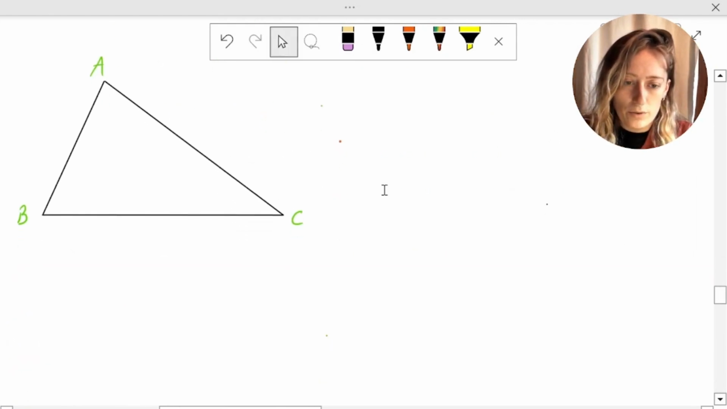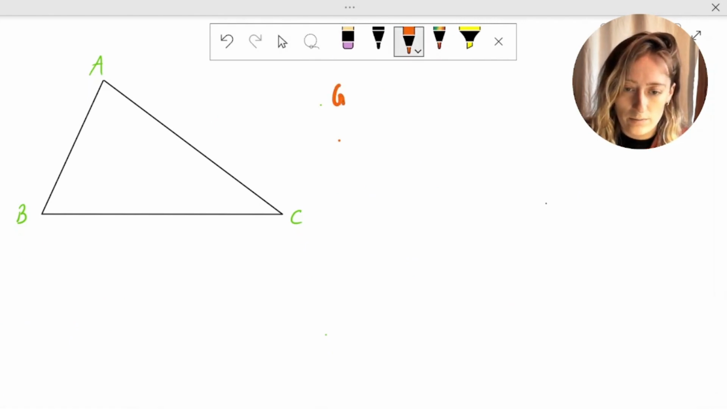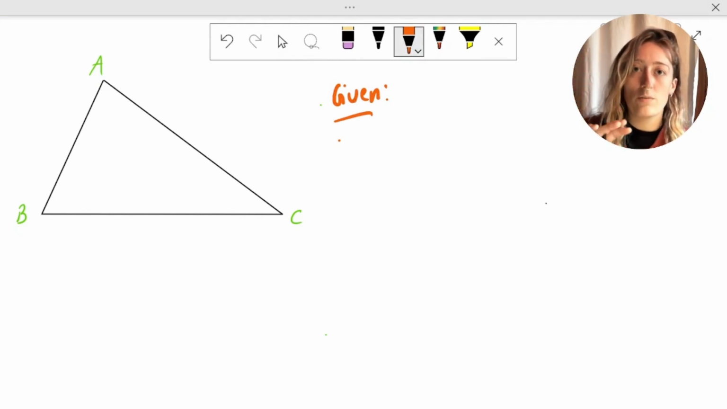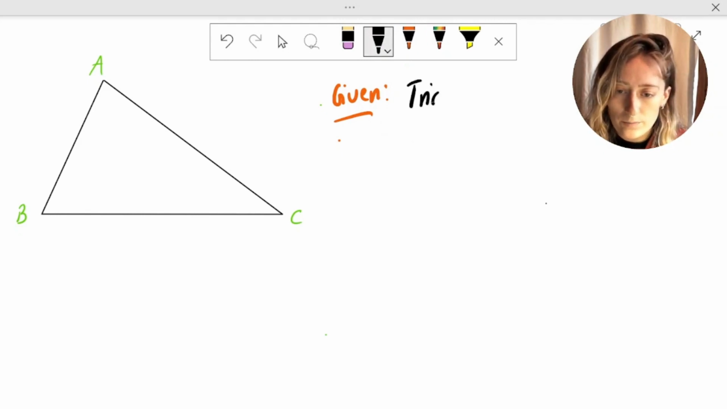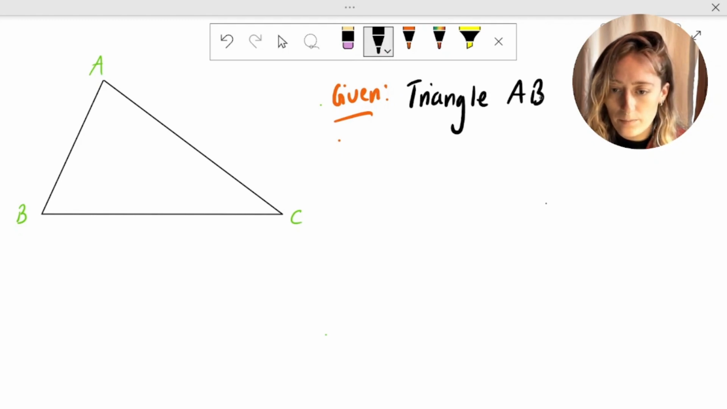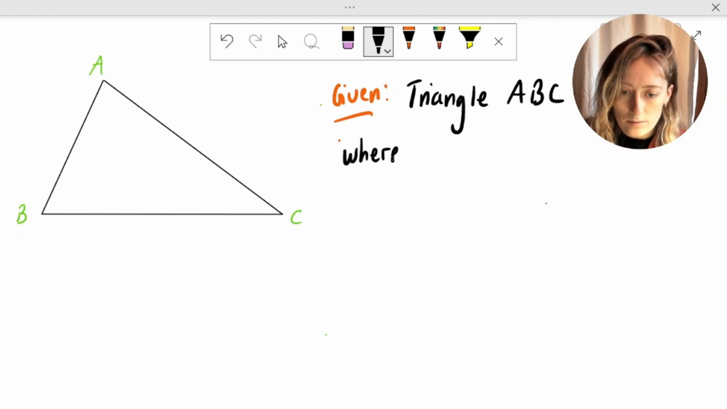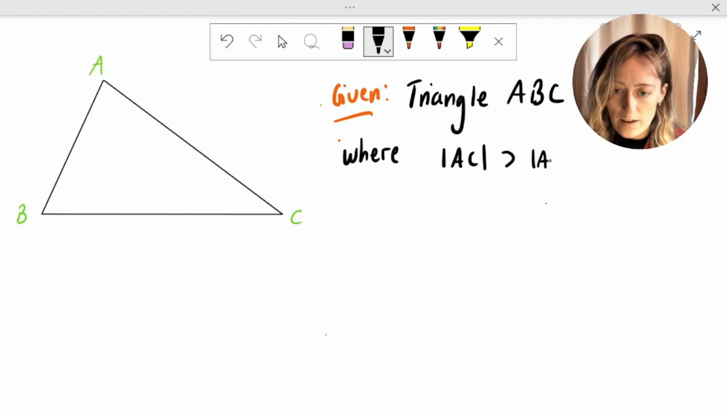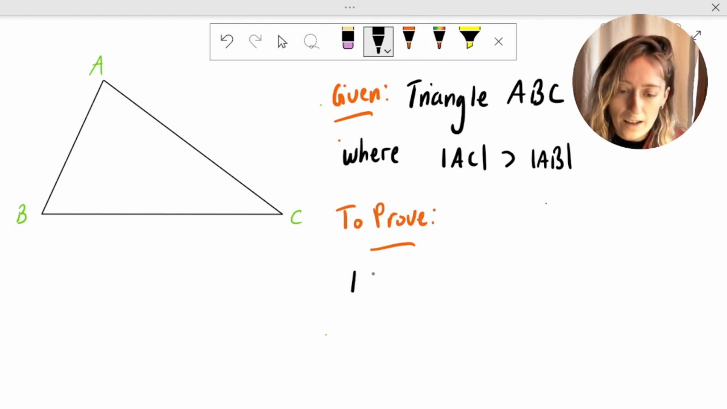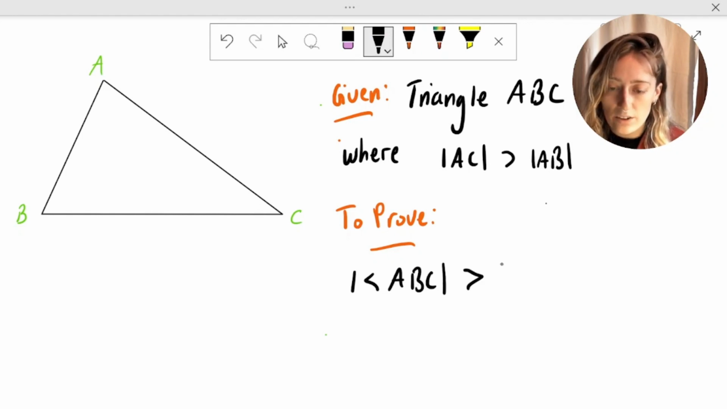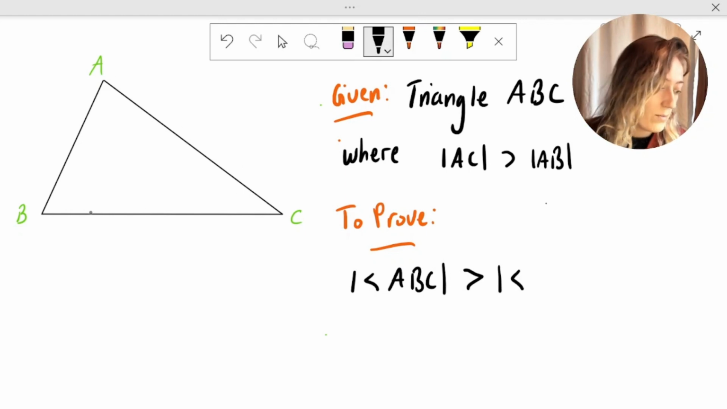Okay, so the first part of our proof, we're going to be writing down our given part. Again, this proof is going to have the structure: given, to prove, construction, proof. If you're unclear about why or what any of that means, check out this video. Okay, so what we're given is a triangle ABC, where we have that the side AC is greater than the side AB, okay? That's what we have so far. And what we're trying to prove is that the angle ABC, the angle opposite the longer side, is greater than the angle opposite the shorter side, which is angle ACB.